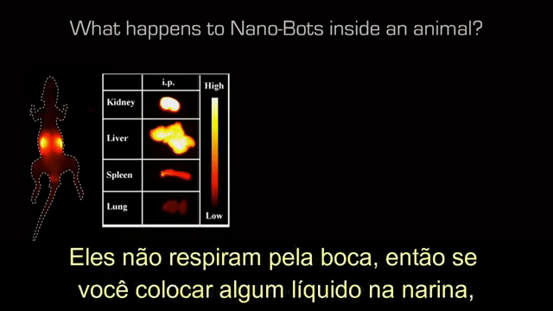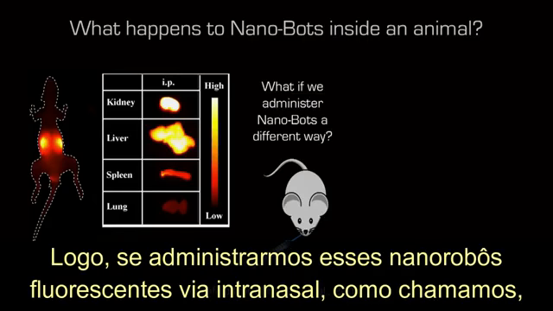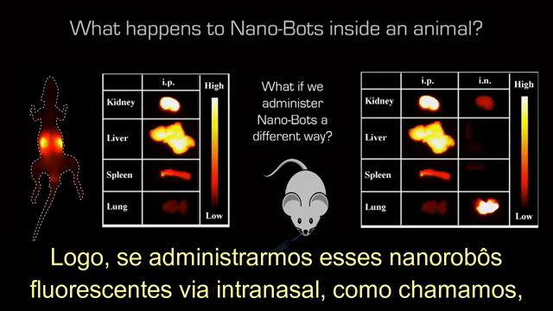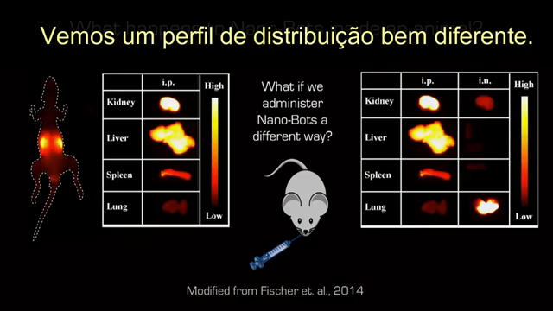They don't breathe out of their mouth. So if you just put some liquid on the nostril, they'll just breathe it in. So it simulates how you get the flu mist, essentially. So if we administer these fluorescent nanobots intranasally, as we call it, and we compare that with what we saw when we gave it intraperitoneal in the stomach, we see a very different distribution profile.